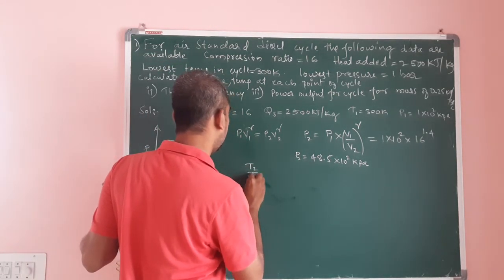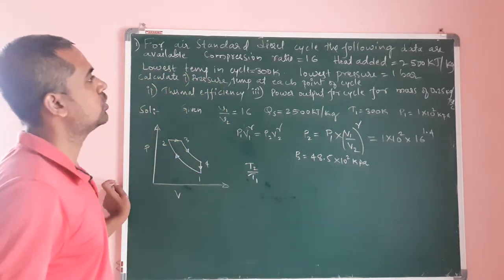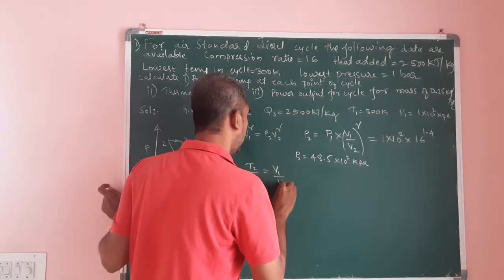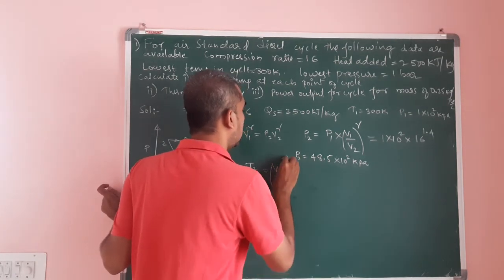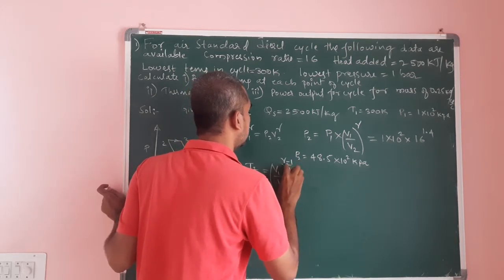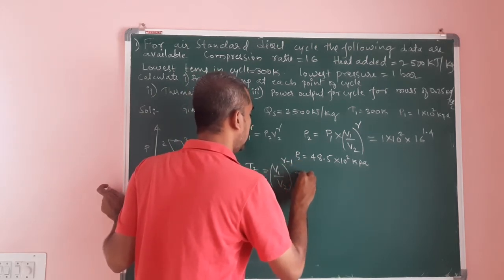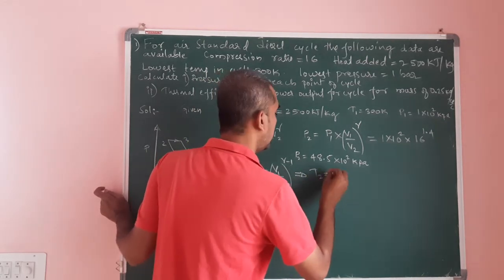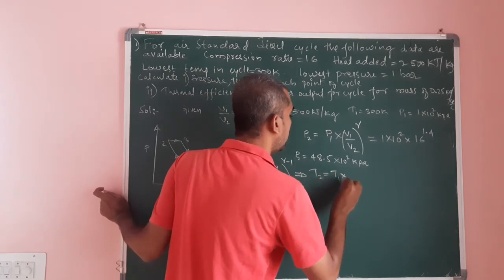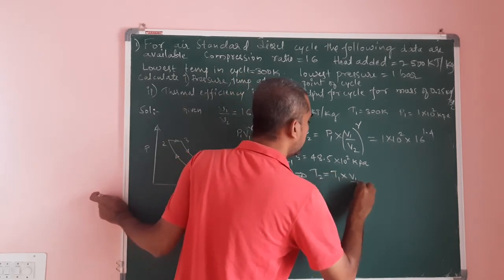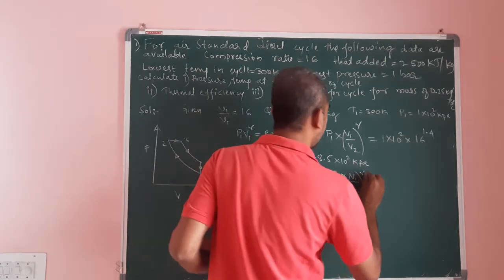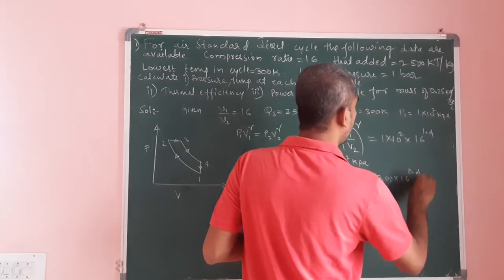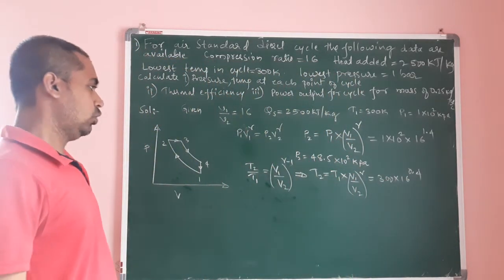T2 by T1 is equal to (P1 by P2) raised to (gamma minus 1) by gamma. Sorry, raised to gamma minus 1 by gamma. If you calculate T2 here, T2 is equal to T1 into (P1 by P2) raised to (gamma minus 1) by gamma. T1 is 300 into 16 raised to 0.4. You will get the T2 value.